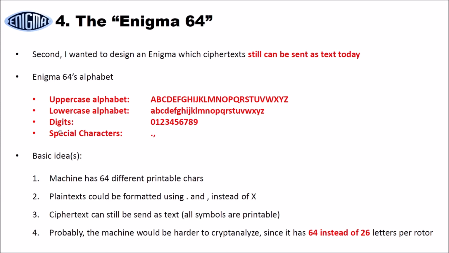And the basic idea of this machine is that the machine has 64 different printable characters. The plain text could be formatted using dot and comma instead of X also. And the ciphertext can still be sent as text since all symbols are printable symbols. And probably the machine would be even harder to cryptanalyze even today since it has 64 instead of 26 letters per rotor, even increasing the key space of the Enigma machine.